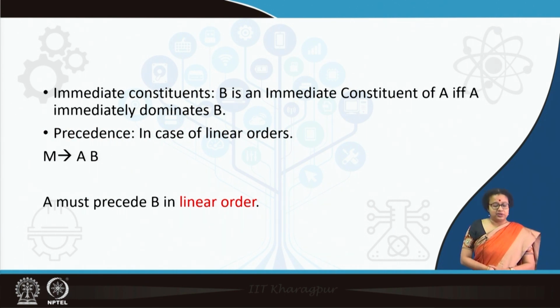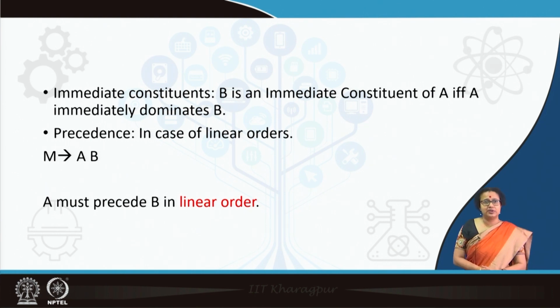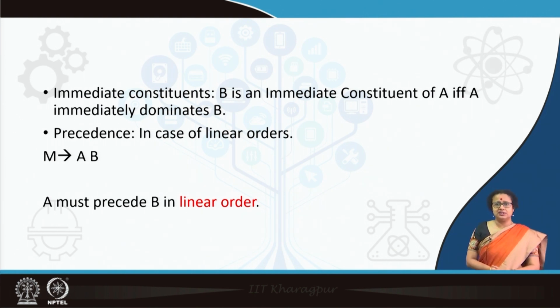Along with the idea of immediate dominance, it is also important for us to know about immediate constituents. I am sure some of you are familiar with this idea of immediate constituent if you have done the immediate constituent analysis, popularly known as IC analysis. It is already familiar to some of you. So, how do we define immediate constituents? We can say that B is an immediate constituent of A if and only if A immediately dominates B. So, with the idea of immediate domination, we are talking about the idea of immediate constituents.